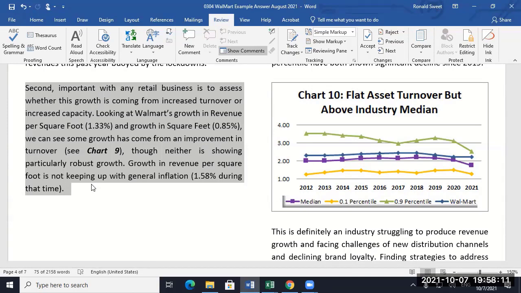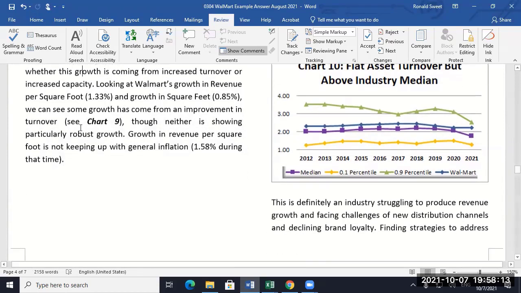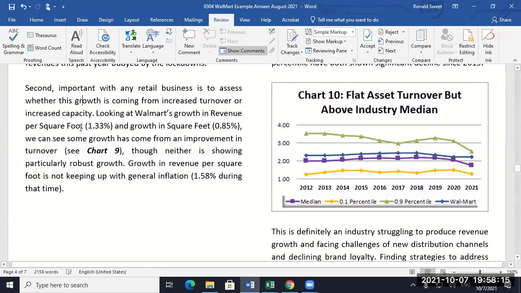If you start looking at things like this, like where does their revenue growth come from? That's the first thing to sit down and think about. What is the one asset that drives revenue more than anything else? For a lot of firms, it's the number of stores they have. For some firms, it's their property, plant, and equipment.